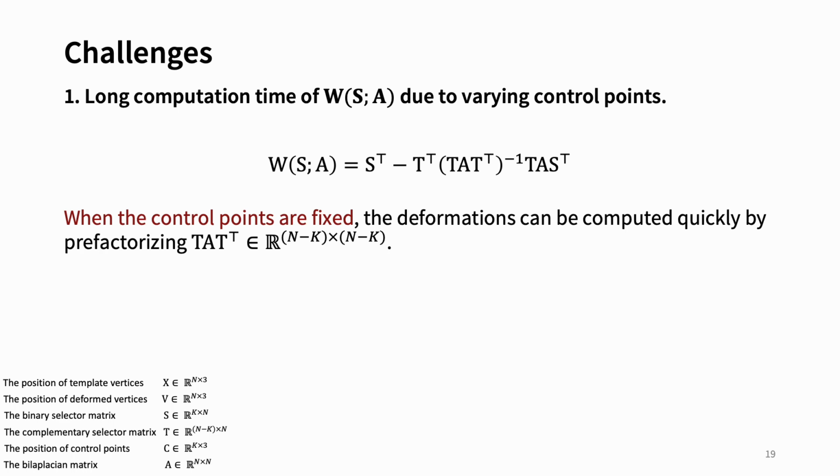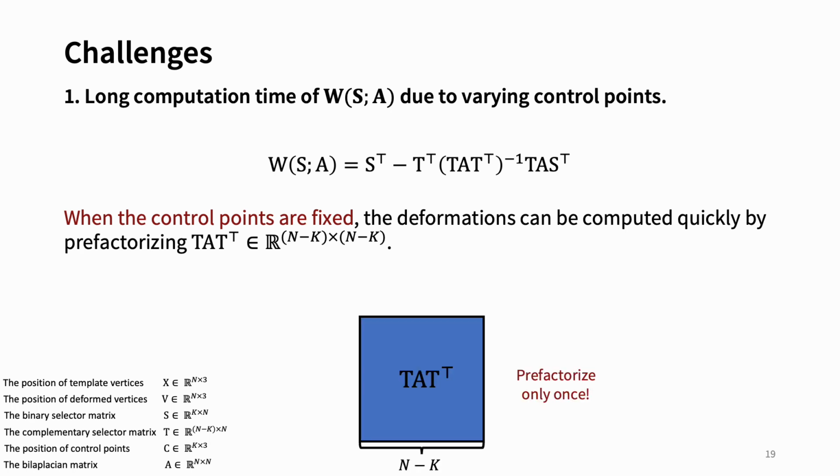When the control points and resulting biharmonic weight are fixed, we calculate the biharmonic weight only once. Note that the deformation can be computed quickly by prefactorizing T A T transpose. That means we prefactorize the matrix only once.